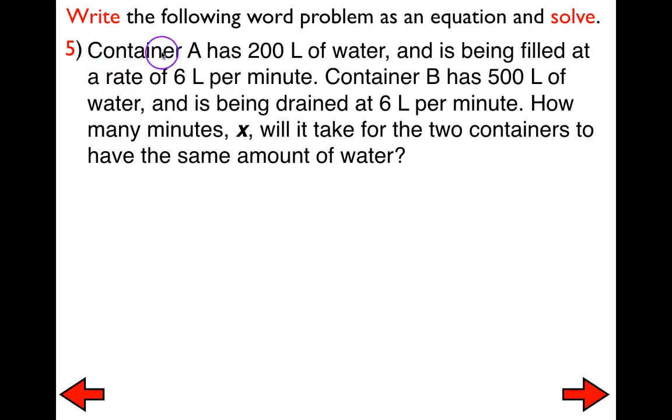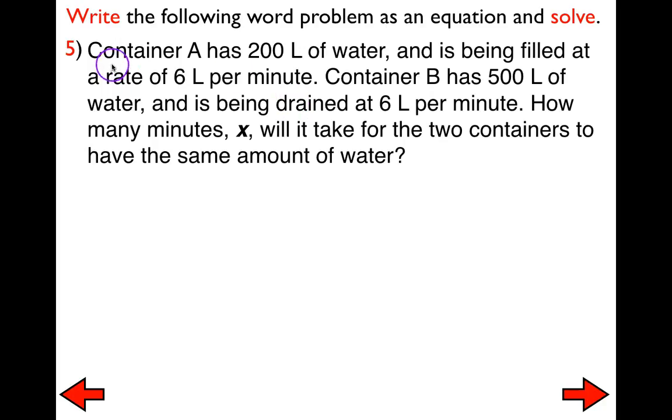So it says here, container A has 200 liters of water and is being filled at a rate of 6 liters per minute. Container B has 500 liters of water and is being drained at 6 liters per minute. How many minutes x will it take for the two containers to have the same amount of water? So what am I going to do first?